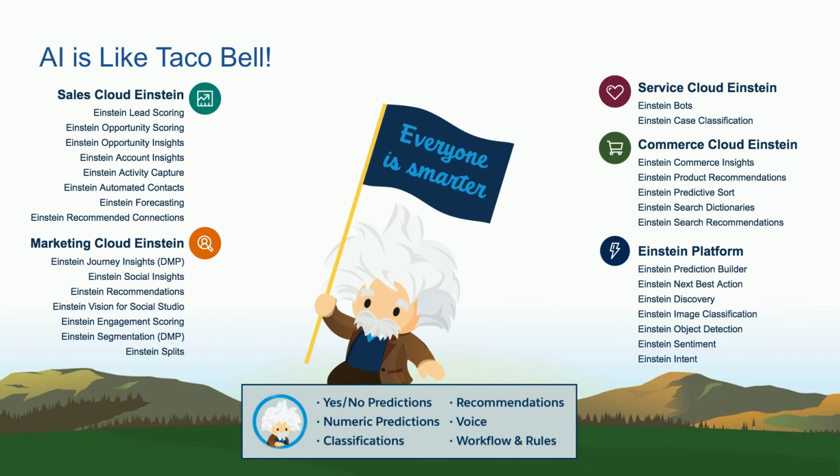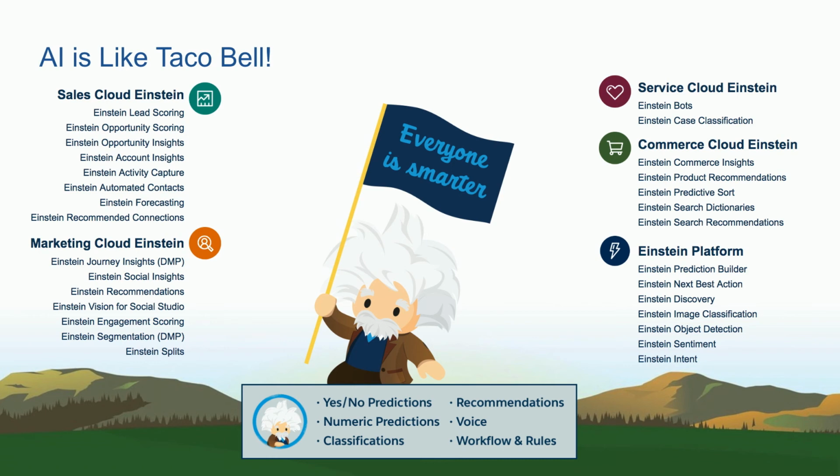And that's really a theme of many of the Einstein capabilities. It's about allowing people to prioritize their time. That's certainly true of lead scoring, certainly true of case classification, true of Marketing Cloud Einstein that Seren will show you. It's about helping you prioritize your time. That's what Einstein is really all about.